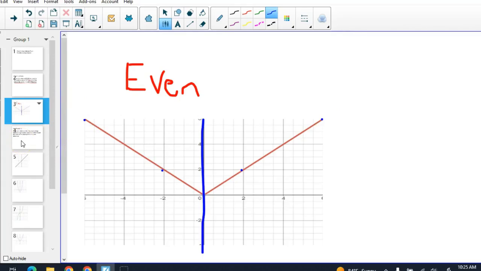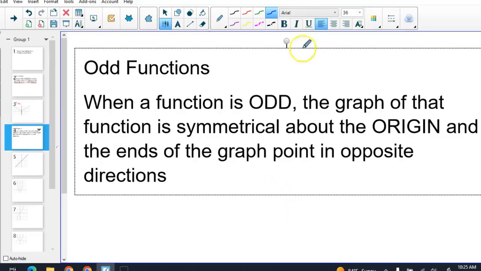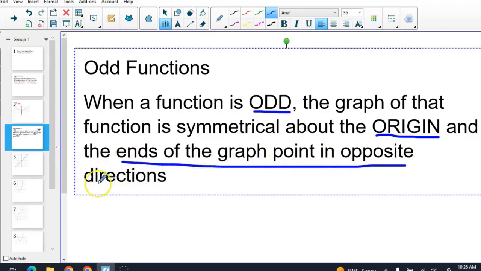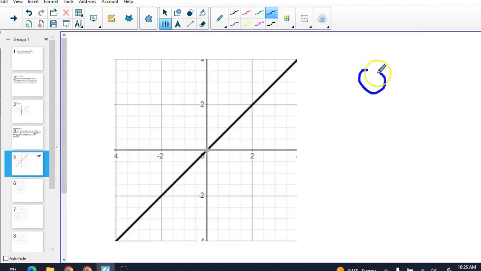Okay, so for odd functions, a little different. We have odd functions that are symmetrical across the origin, and the endpoints of the graphs go in opposite directions. Okay, so our odd functions, here's an example one here. This is an odd function because if we look at our origin, if this was our mirror here, we kind of reflect back and forth on each side.